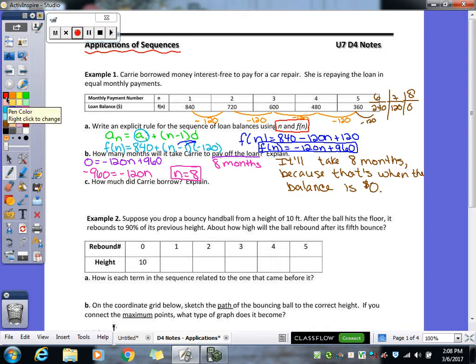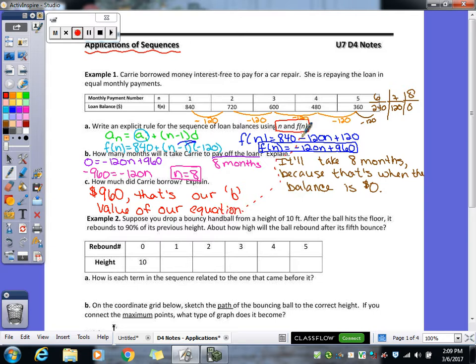Then they wanted to know how much money did she borrow initially, and then we have to explain. So initially, she borrowed $960. That's our b value of our equation. Meaning, I looked up here. This is in mx plus b form. So b is always where we begin. She began by borrowing $960. So that's our answer for that one. That one's a little easier of an application one.